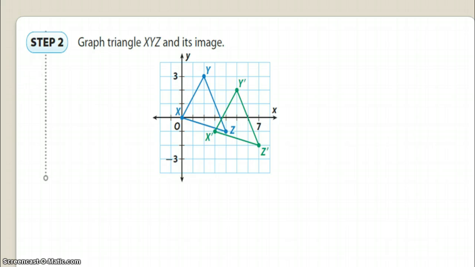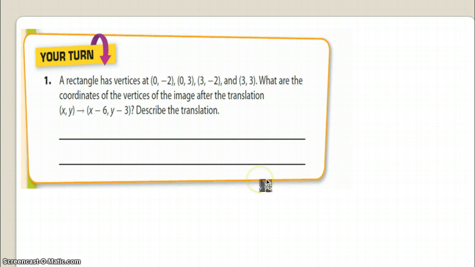All right, let's now see, can we work a problem. What I want you to do is write this down, stop the video, and look at this rectangle that has the vertices of (0, -2), (0, 3), (3, -2), and (3, 3). What are the coordinates of the vertices of the image after the translation? It's telling us we want to subtract 6 from x and subtract 3 from y. So go ahead and stop it, work that, and when you're done, come on back and we'll see how we did.